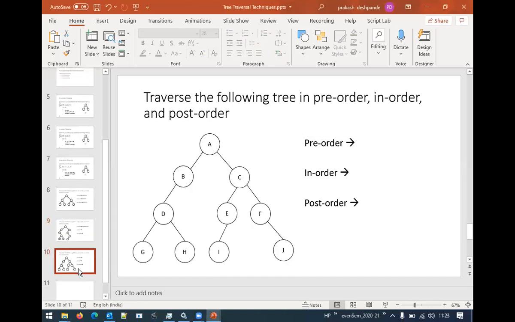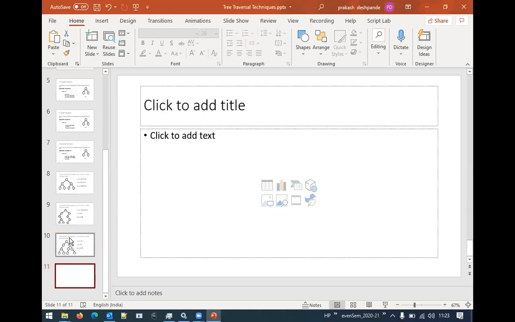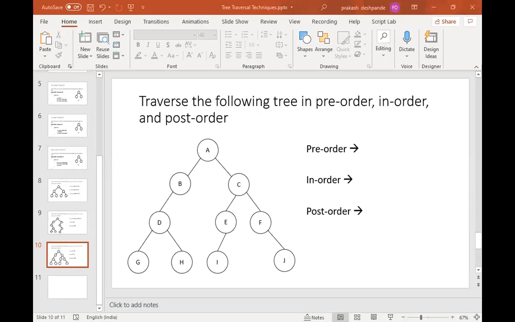Okay, now, do I have one more here? No, I think only these two. Okay. Can you solve this? Do it here. Online students, try to get the pre-order, in-order and post-order traversal for this particular binary tree and put your answers in the chat box. Let me put it on the screen for everyone.